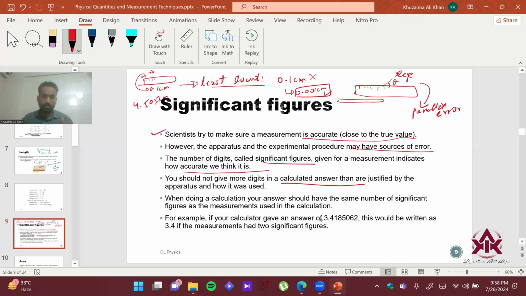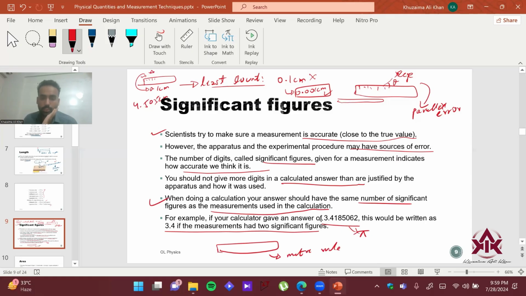When doing a calculation, your answer should have the same number of significant figures as the measurements used in the calculation. For example, if your calculator gave an answer 3.41850062, that is basically pi, this would be written as 3.4 if the measurements had two significant figures. Let's say you're using a meter rule. The accuracy of the scale is 0.1 centimeter, so it can measure up to one decimal place in centimeters. So your answer should be in one decimal place, that is two significant figures.